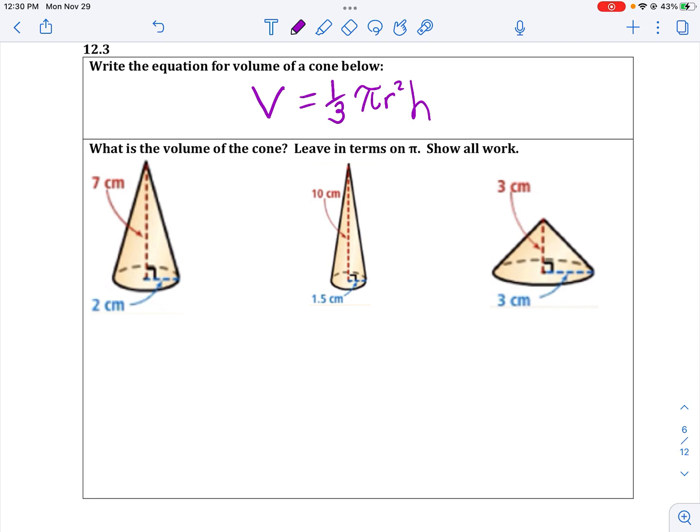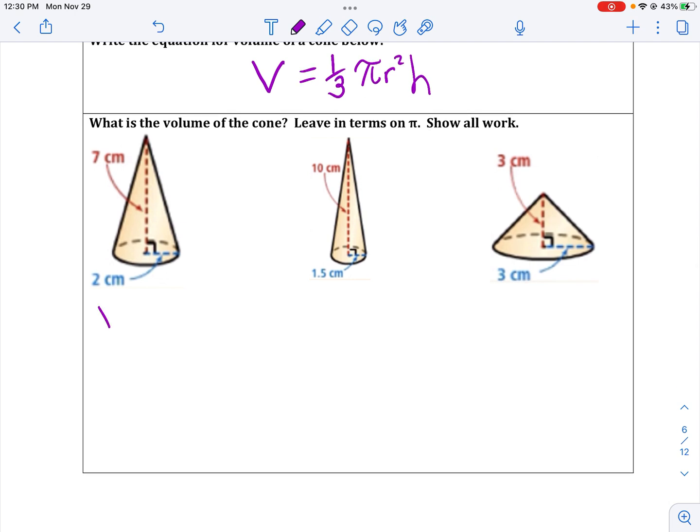We are going to solve or leave these in terms of pi. We're going to show all of our work. So our volume equals 1/3 pi times radius squared times the height. So again, leaving these in terms of pi, I'm going to move pi off to the side for a moment. 1/3 times 4 times 7 times pi. And then volume equals 1/3 times 28 pi.